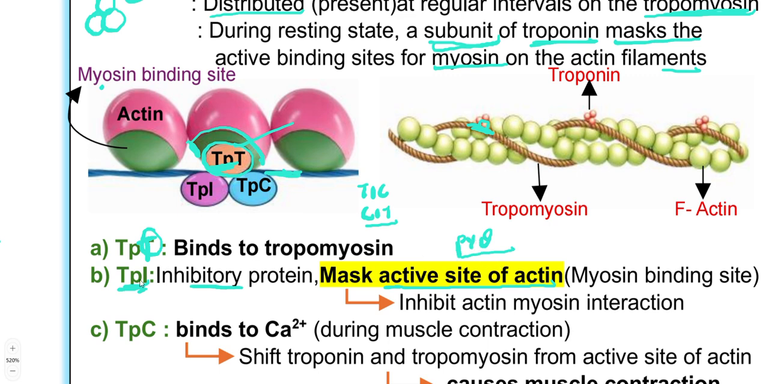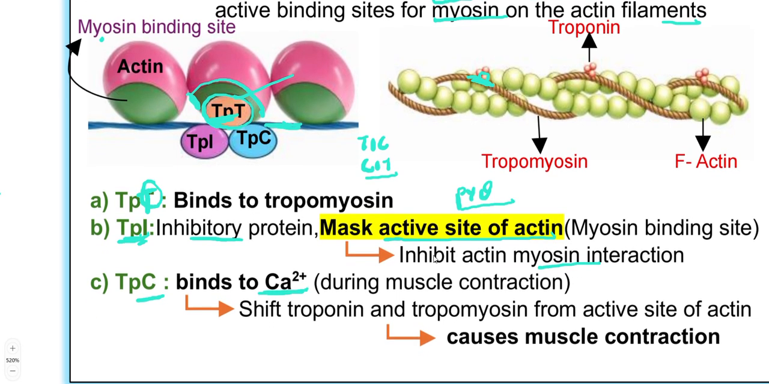That is nothing but the TPI, the inhibitory protein. Now this inhibits actin-myosin interaction because it is not going to expose the myosin binding site. Then TPC, the name itself has C, that means it binds to the calcium. During muscle contraction, it will bind to the calcium. This shifts the troponin and tropomyosin from the active site of the actin, which causes the muscle contraction.